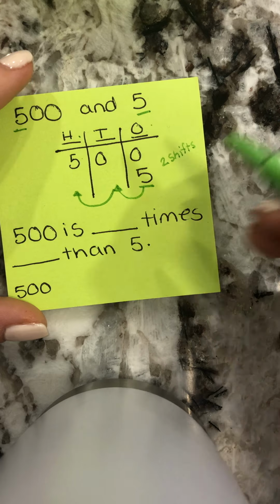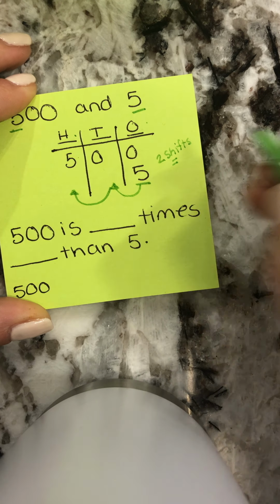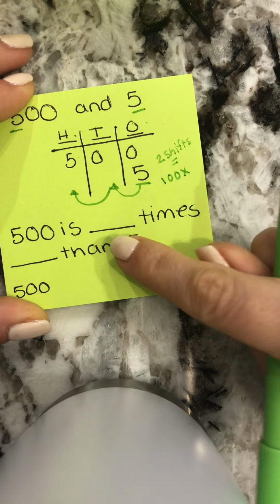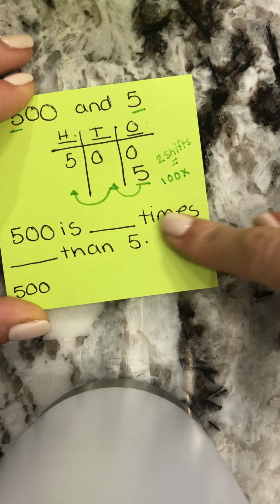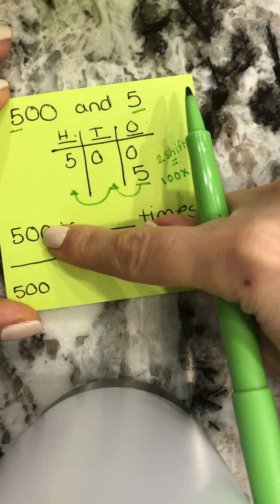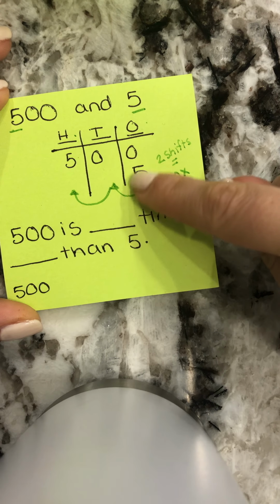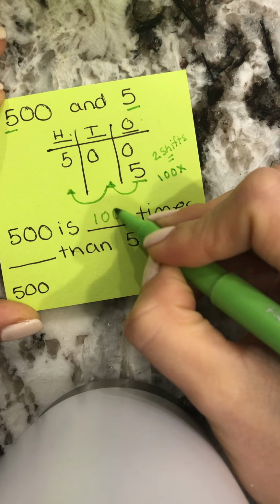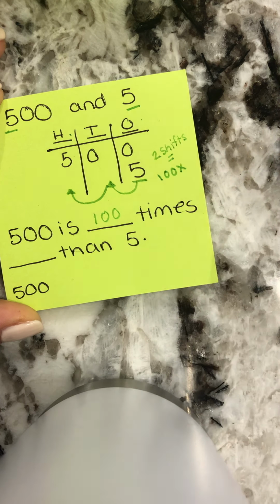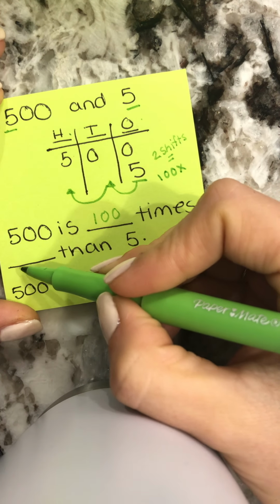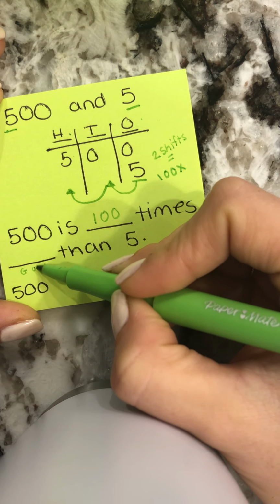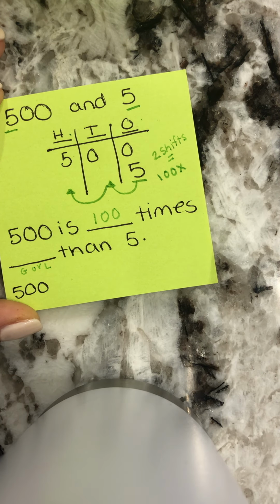Okay, 2 shifts. I'm going to make my note right now while it's fresh in my brain. 100 times. All right, so now we can fill in our sentence frame. 500 is, let's see, it's 2 shifts away. 100 times. Now we need to figure out, is it going to be greater than or less than that fills in this blank? Let's try reading it and see what makes sense.